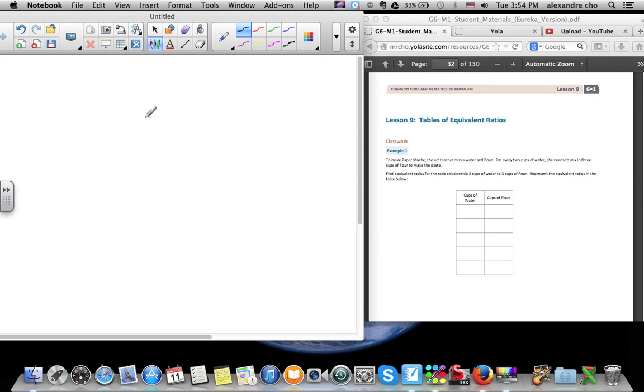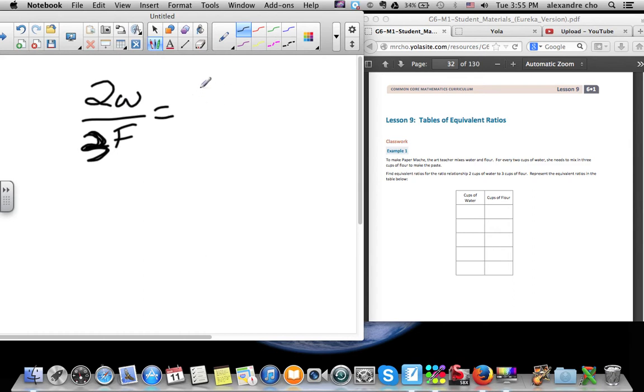Alright, using a table, it's no different than you've been doing, only it's set up differently. Okay, so let me do it this way first. 2 cups, and we're going to call this water. And 3 cups of flour, let's call it F. You want to make equivalent ratios. You can do it as a table, or you know how to do it.